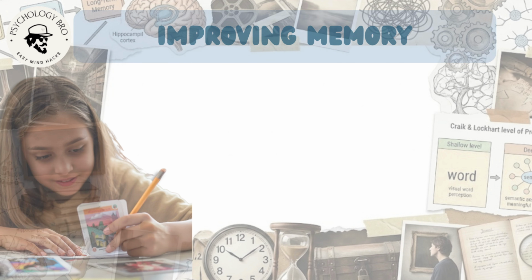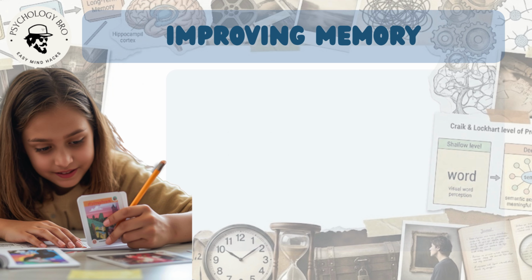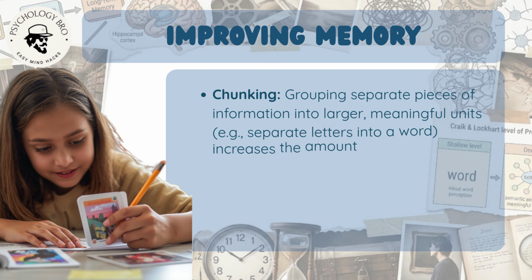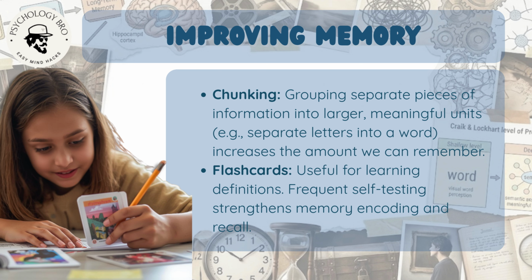So, how do we improve our memory? The syllabus highlights two awesome methods. The first is chunking. This means grouping separate pieces of information into larger, meaningful units. For example, instead of remembering 10 random letters, you group them to form a word. This instantly increases the amount we can remember.